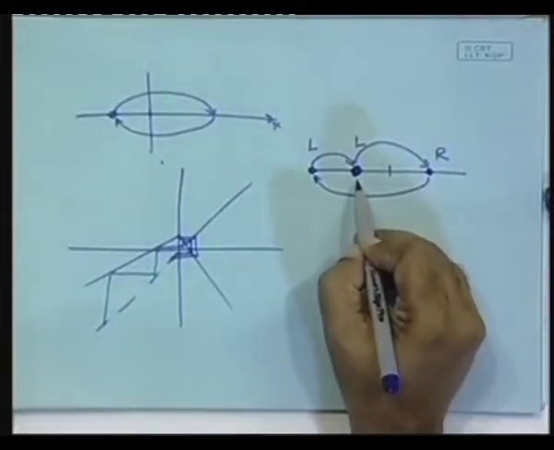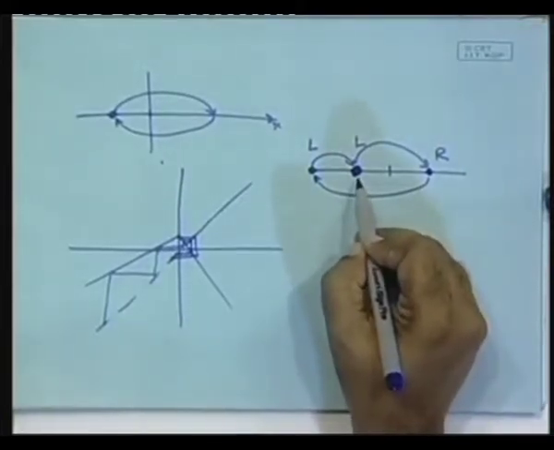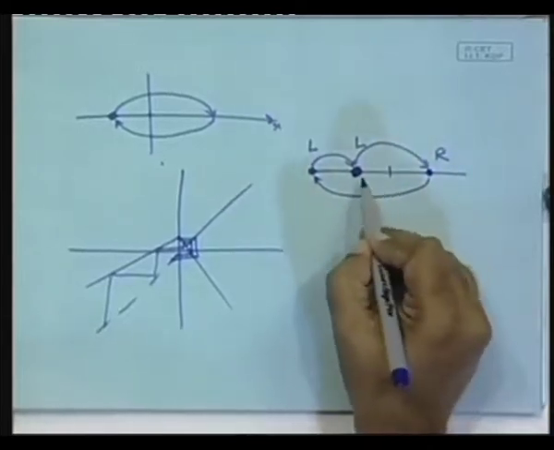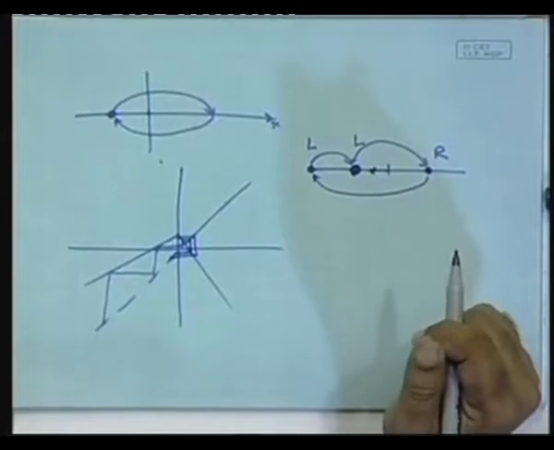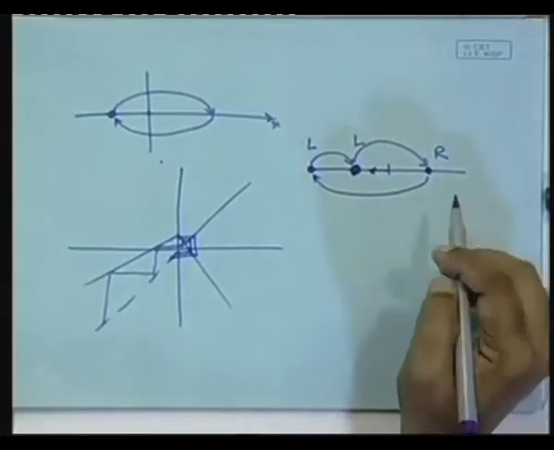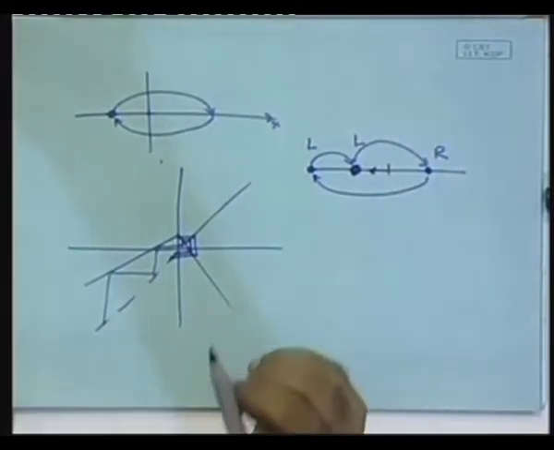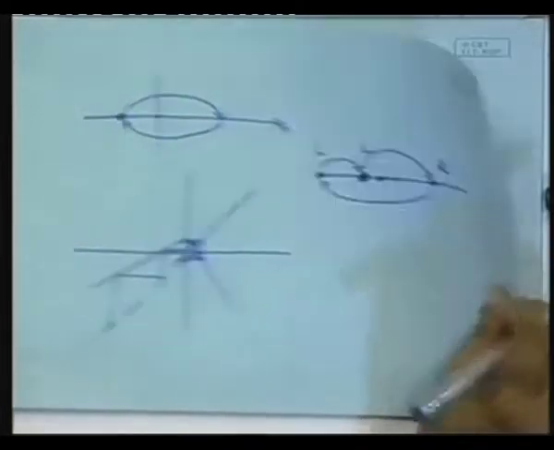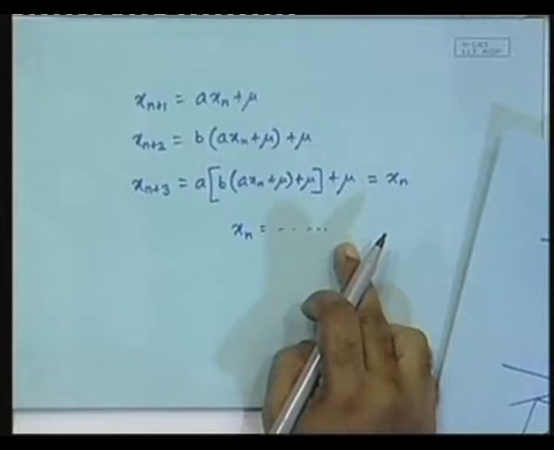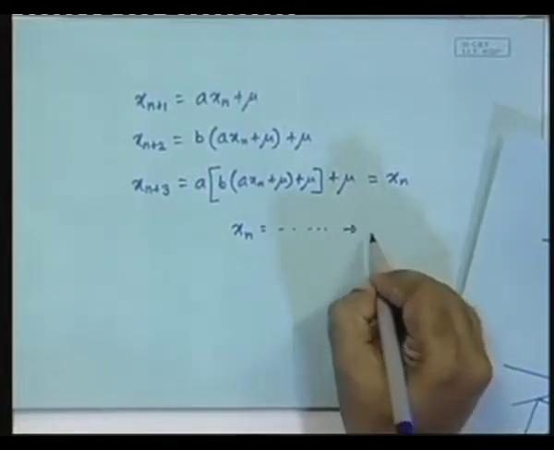Now notice that when this point is stable, this particular orbit is stable, this point must be to the left, because that is the condition that we have assumed. So the condition for existence of the period 3 orbit will be that this number that you get here should be negative.